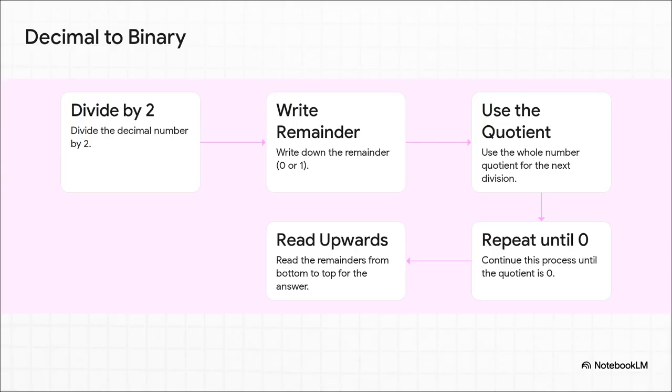First, you take your number and you divide it by 2. All you have to do is write down the remainder. It's always going to be either a 0 or a 1. Then, you take the whole number part of your answer and you do the exact same thing again. Divide by 2, write down the remainder. You just keep doing this over and over until you get to 0. And the final step? Just read that list of remainders you wrote down, but from the bottom to the top. And poof, that's your binary number.